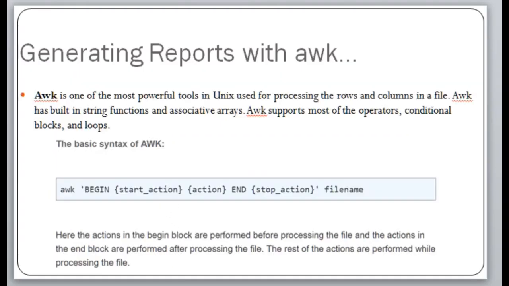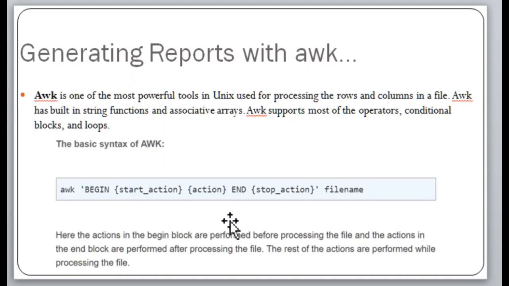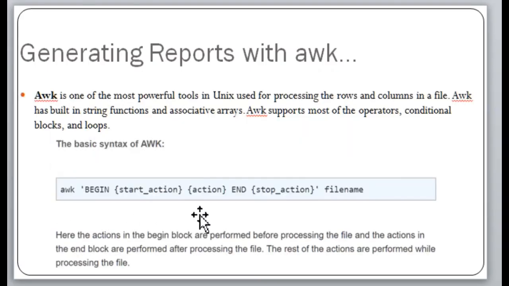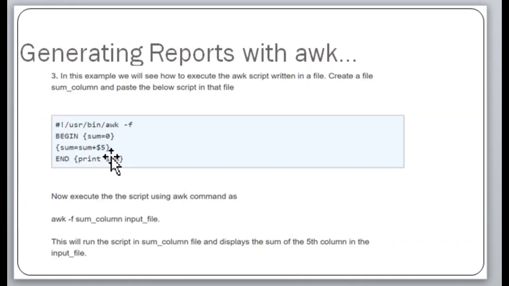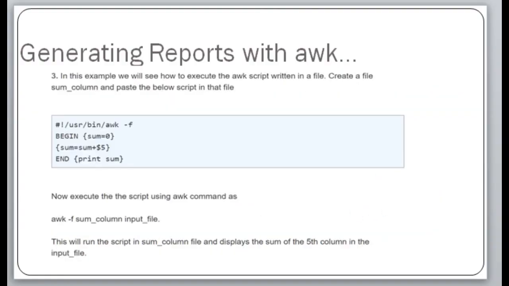Okay, so if we go back a slide, we had BEGIN, which is our starting action, which was saying, hey, sum's going to equal 0. We had our action, which was sum equals sum plus variable $5. And we ended it with our stop action. END, and then the stop action is print the sum. Okay? And then the file name.